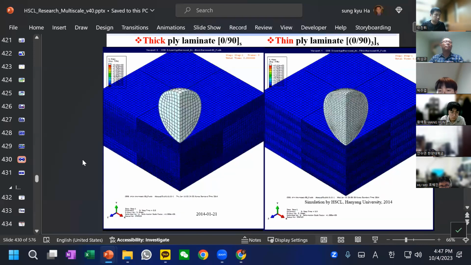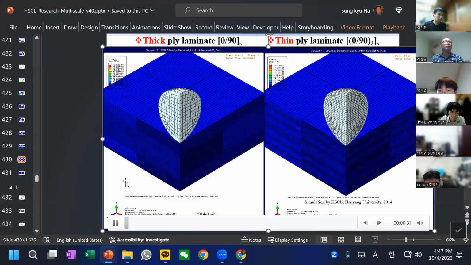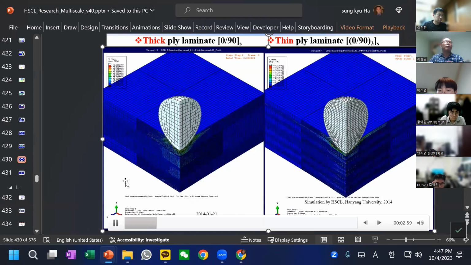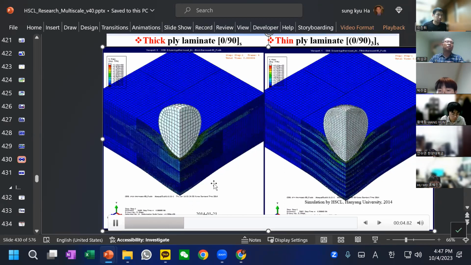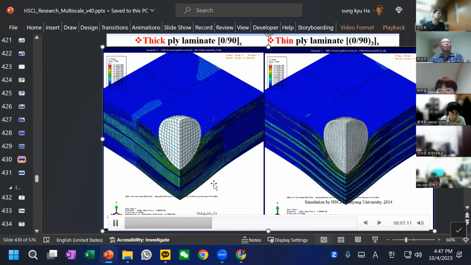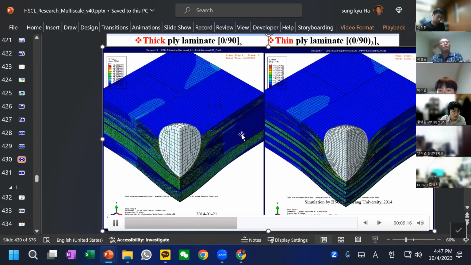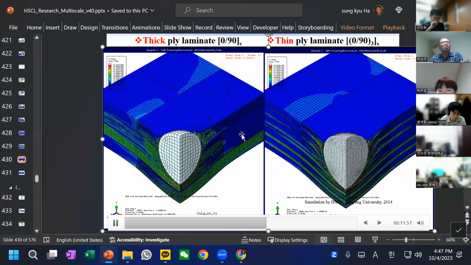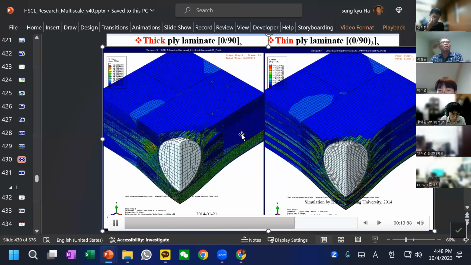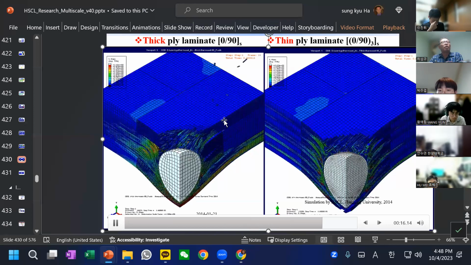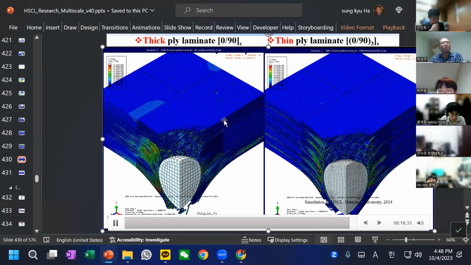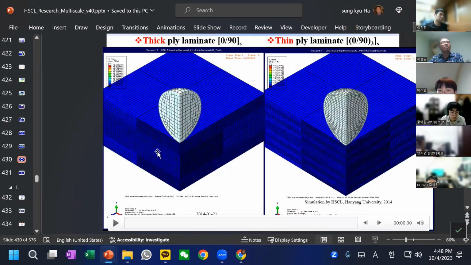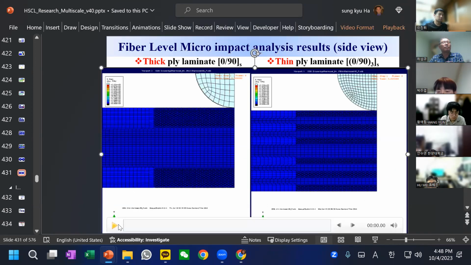And this kind of behavior of composites is so important. In aerospace structures, the structure can be subject to this kind of impact, and then the structure can be very weak, especially under compression. It's called compression after impact, CAI. So understanding of impact behavior is very critical in design of composites.